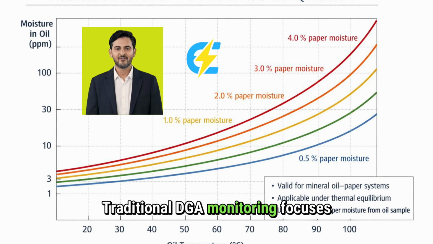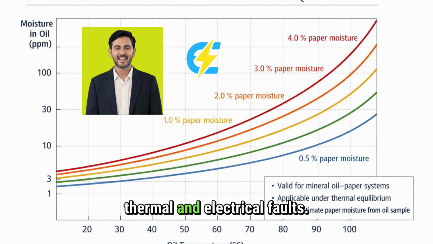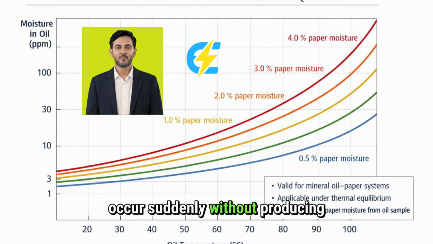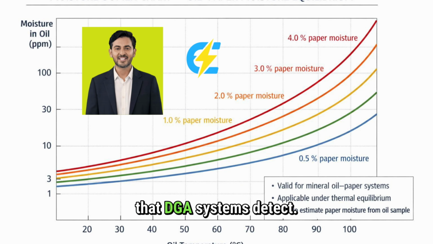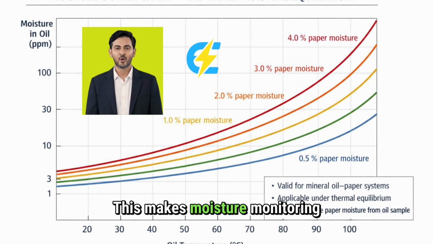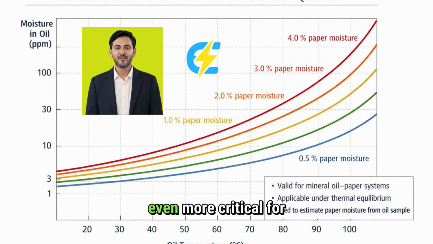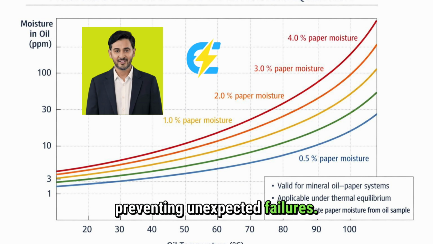Traditional DGA monitoring focuses on gases produced by thermal and electrical faults. But moisture-related failures can occur suddenly without producing the typical fault gases that DGA systems detect. This makes moisture monitoring through the Oommen chart even more critical for preventing unexpected failures.